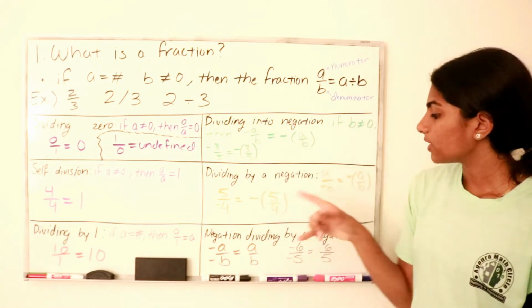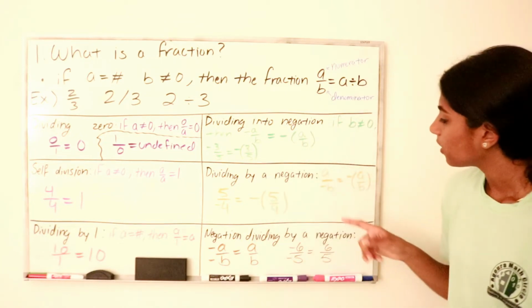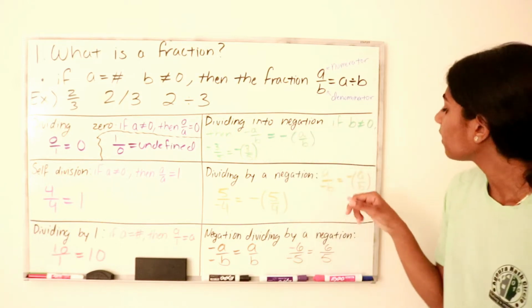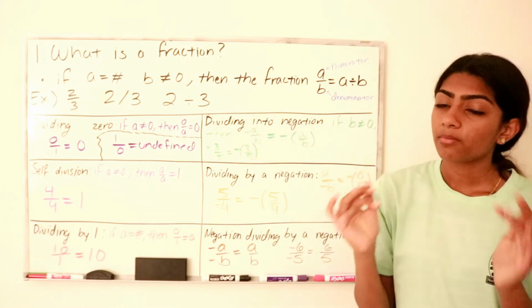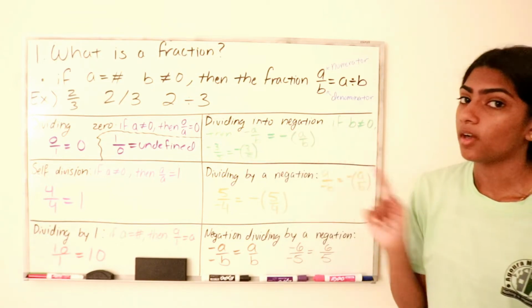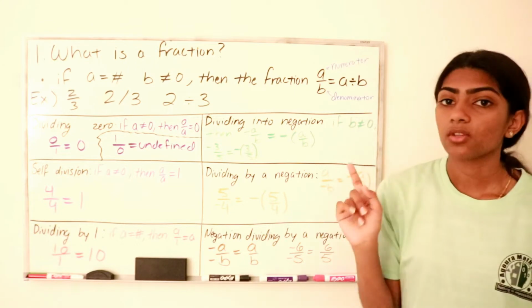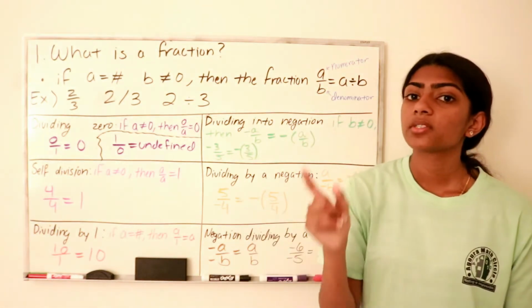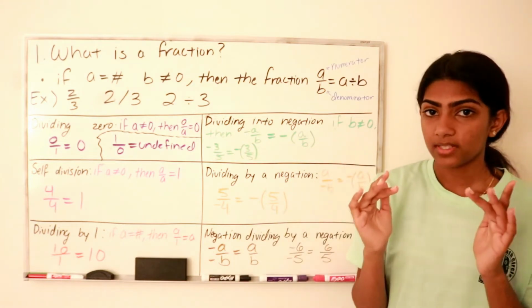And we can do the same thing with the denominator, dividing by a negation. So a divided by negative b. It pretty much equals the same thing. So it equals negative a over b in parentheses. So when you have a negative in either the numerator or the denominator, not and, that means that the whole fraction is negative. So, for example, 5 over negative 4 equals negative 5 over 4 in parentheses.